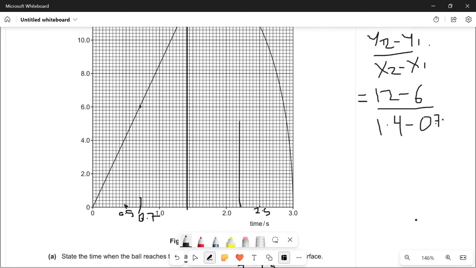So 12 minus 6 is 6 over, so 1.4 minus 0.7 is 0.7. So 6 divided by 0.7 is going to be 8.57. We can round that to 8.6. So the answer is going to be 8.6. So this is the final answer.